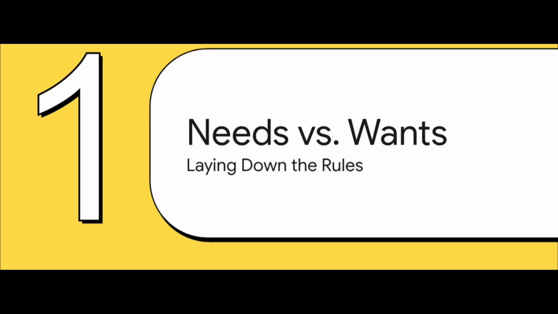See, that choice right there, the bill versus the trainers, it forces you to figure out what's truly important. It makes you set priorities. So let's break it down. Let's lay out the basic rules of the game here. What exactly is the difference between a need and a want?